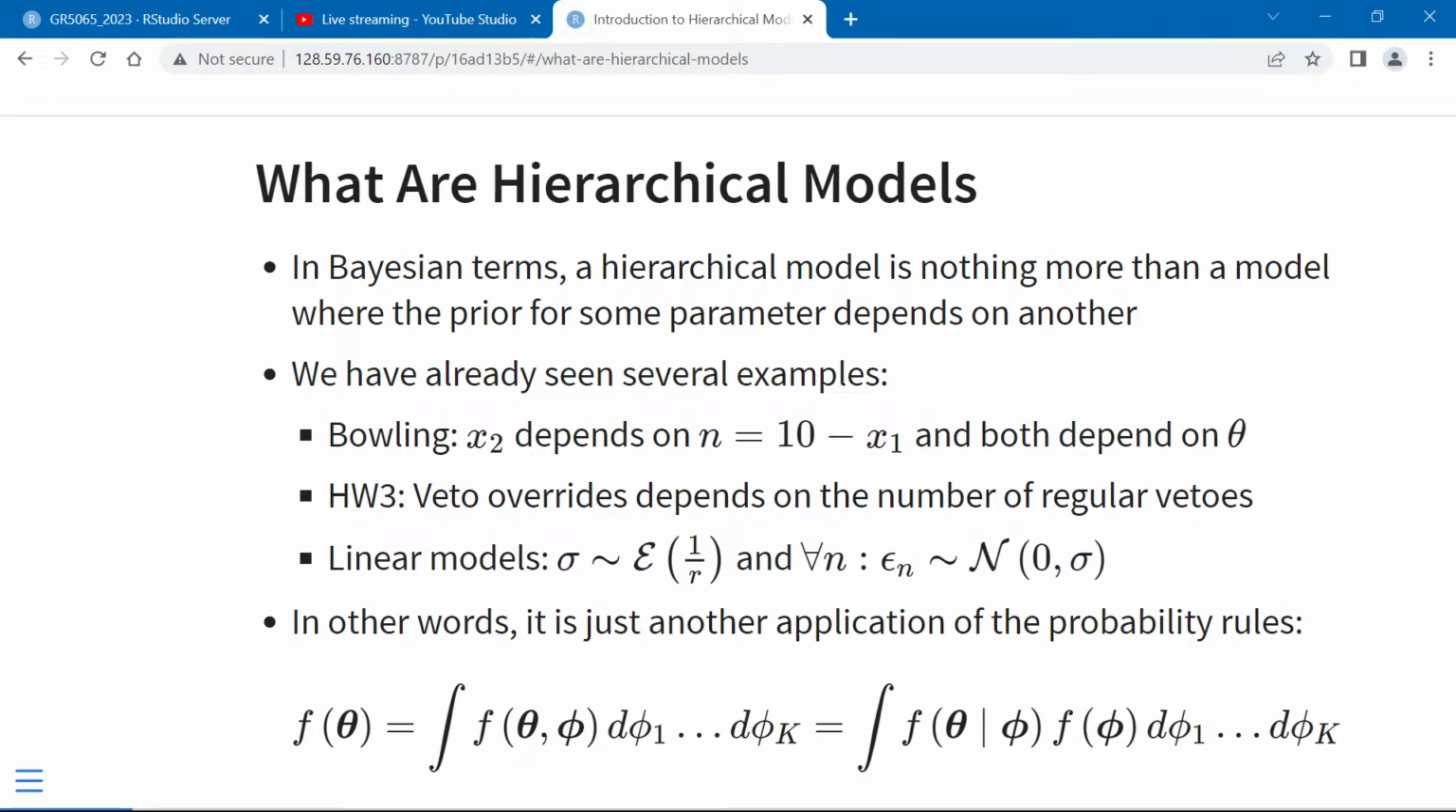We also had a similar thing on homework 3 when considering how many vetoes get overridden in a congressional term. Well, that's binomial given the number of trials, and the number of trials is the number of regular vetoes. And on homework 3 we had a negative binomial, or whatever it was, model for the number of regular vetoes. And then there's a layer on top of that, how many of those regular vetoes get overridden.